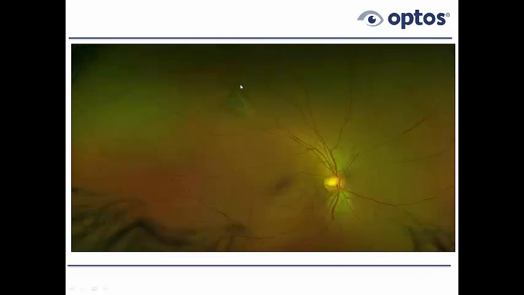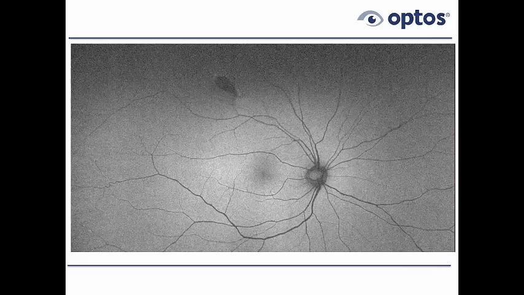So this is fairly typical for a chirpy lesion. Nothing to be too concerned about. It does show up as a dark spot on autofluorescence.